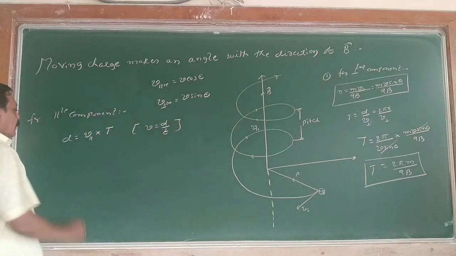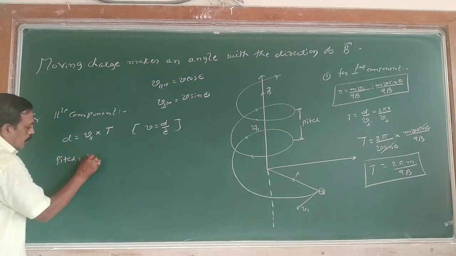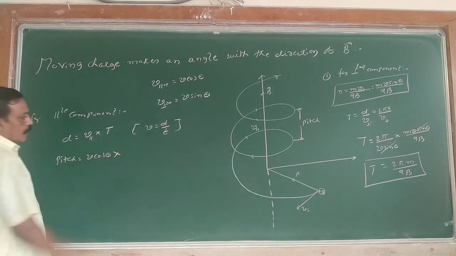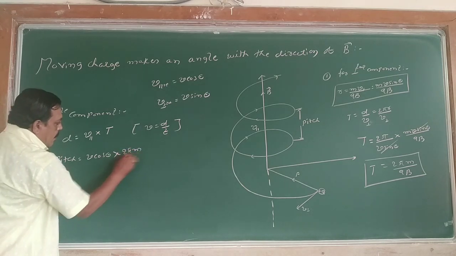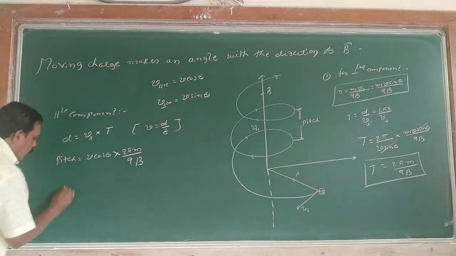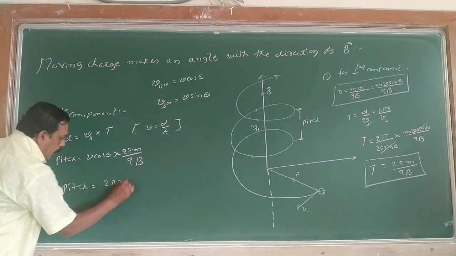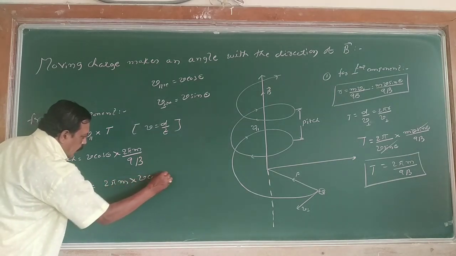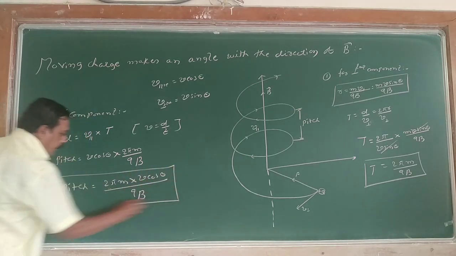Right? So this distance is nothing but pitch. V parallel, v cos theta. What is the time period? 2 pi m by qB. So pitch is equal to 2 pi m into v cos theta divided by qB. This is my required equation.